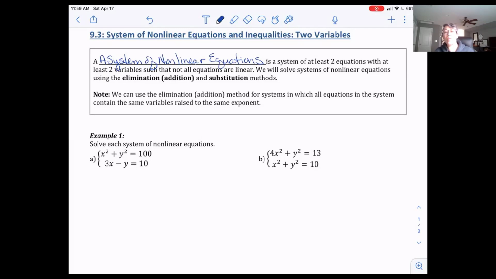So even though it says a system of nonlinear, one of them could be linear, but they can't both be linear. And we're going to use the methods that we've used before, elimination, also called the addition method, and substitution methods. So let's take a look at example 1.